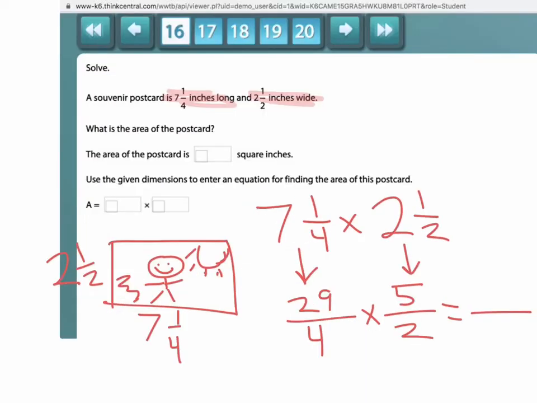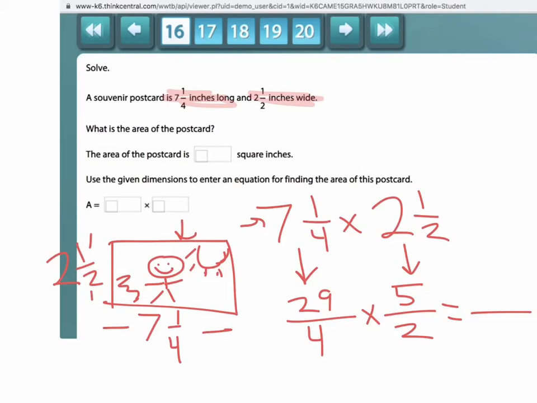A souvenir postcard, which I've drawn for you right here, is 7 1/4 inches long and 2 1/2 inches wide. What is the area of that postcard? Area equals length times width. So I've set up the equation here. I've converted both of these into improper fractions. I don't have any common factors, so I can't simplify these, so I just have to multiply these across.